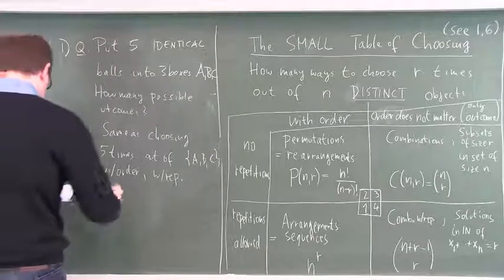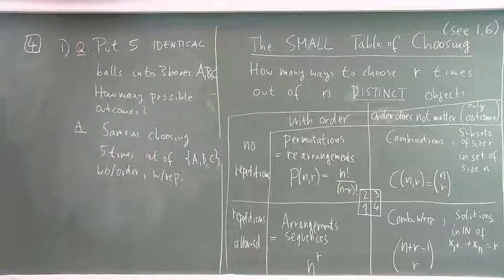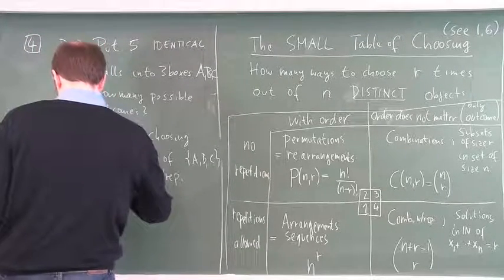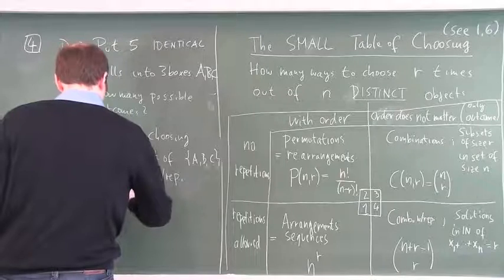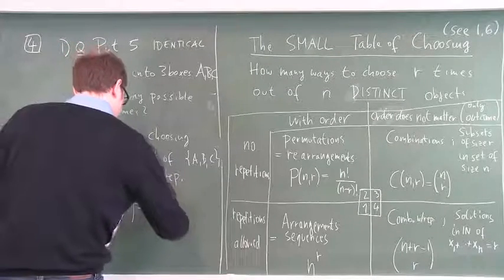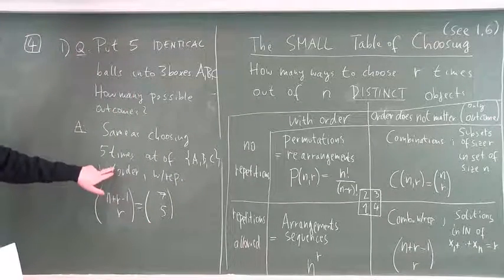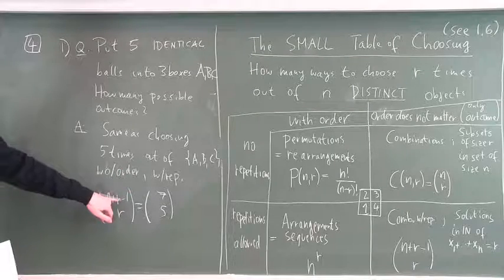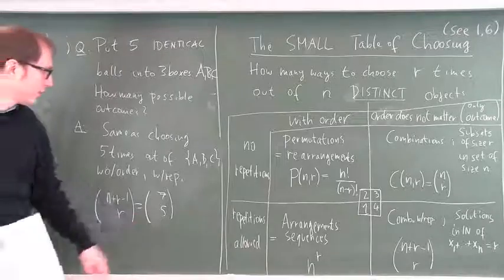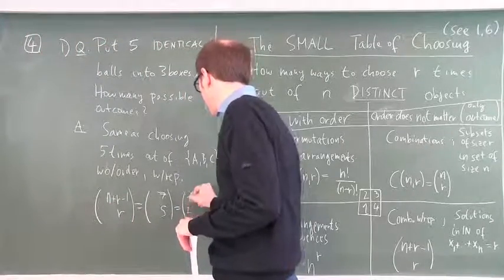And that means that in this case, n is equal to 3, r is equal to 5, so the formula tells us that the answer is 7 choose 5, namely 3 plus 5 minus 1, 8 minus 1, 7 over r is 5, so 7 choose 5. Well, this of course is easier to compute as 7 choose 2.